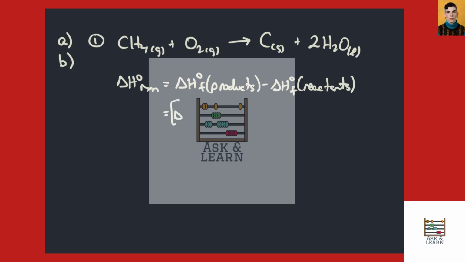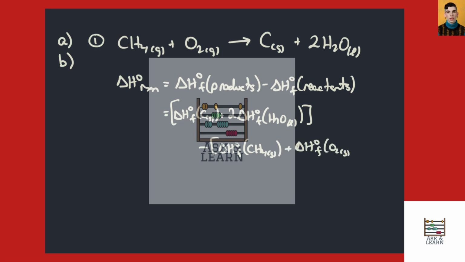This is equal to the delta H naught formation of carbon solid plus 2 delta H naught formation for H2O liquid, minus the delta H naught formation of CH4 plus the delta H naught formation of O2 gas.